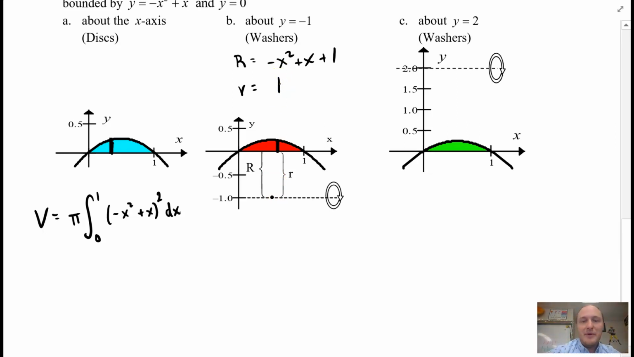So I have my big R, I have my little r, so volume is equal to pi times the integral from 0 to 1 of radius squared. So big R squared, which is negative x squared plus x plus 1, squared, minus little r squared, which is 1 squared, dx. So there is your integral, and that's it.